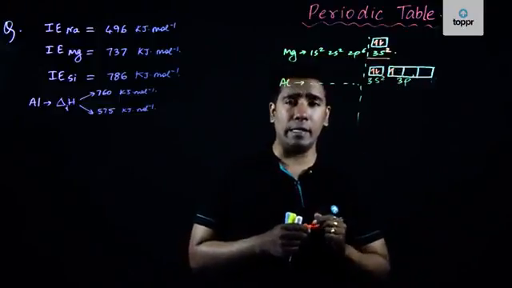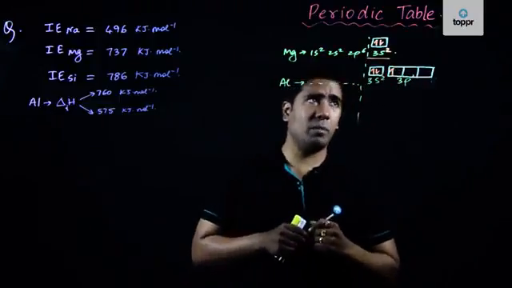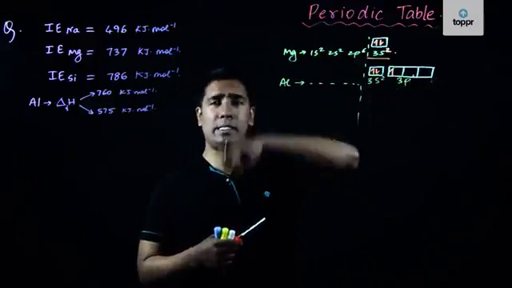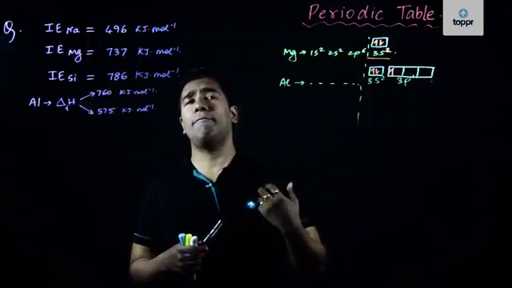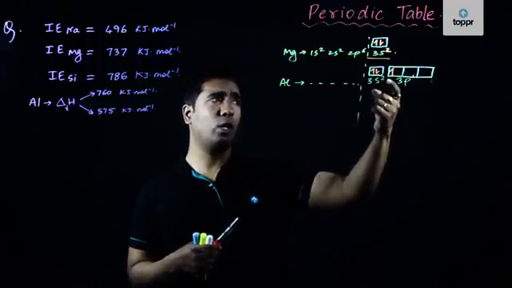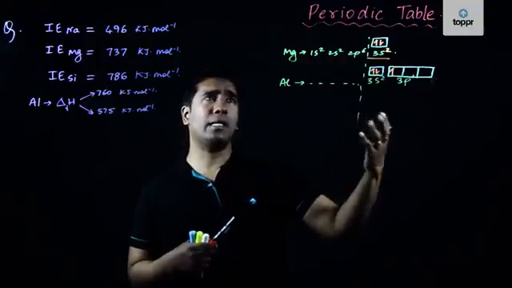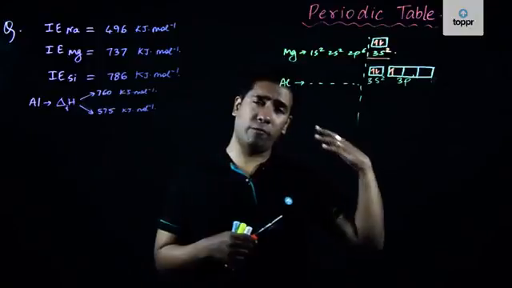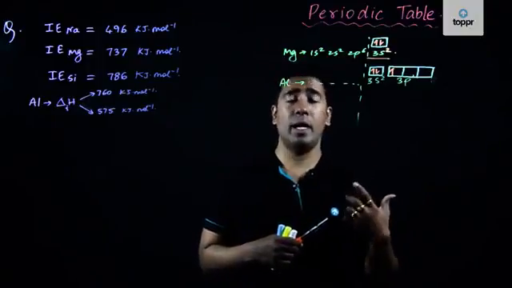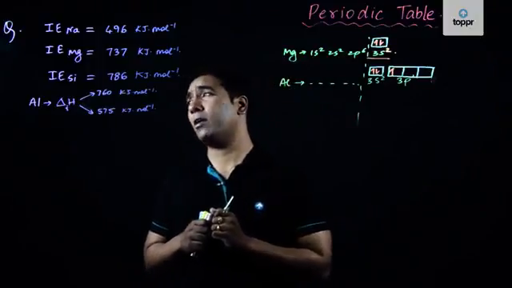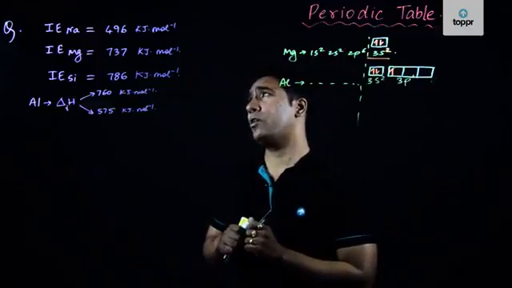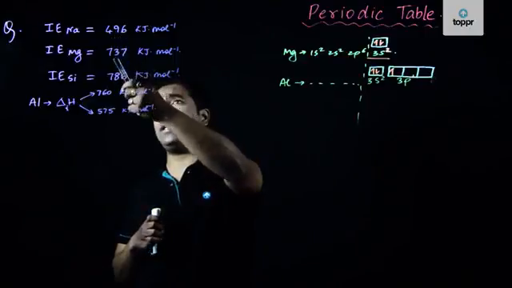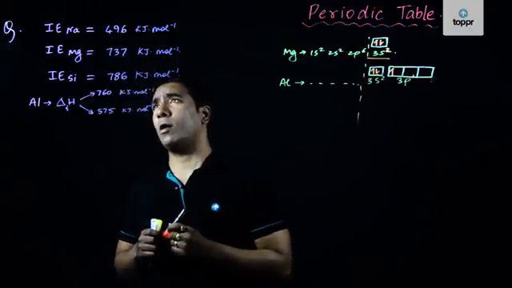However, this electron can very easily be given away, especially because this electron belongs to the p subshell. Because this electron can be very easily given away, the ionization enthalpy in the case of aluminum should be very less as compared to the case of magnesium, and it will be comparable to that of sodium. And hence, my dear friends, the ionization enthalpy of aluminum will be very less as compared to the case of magnesium.